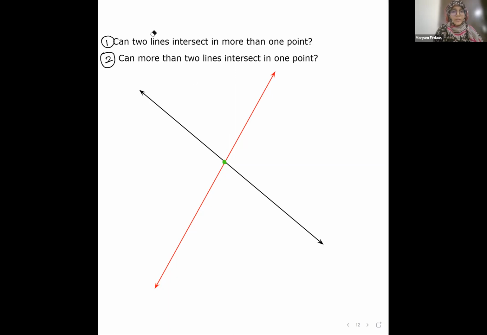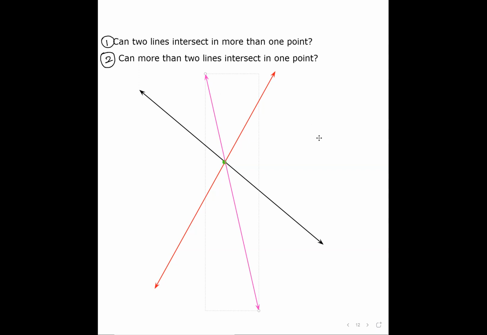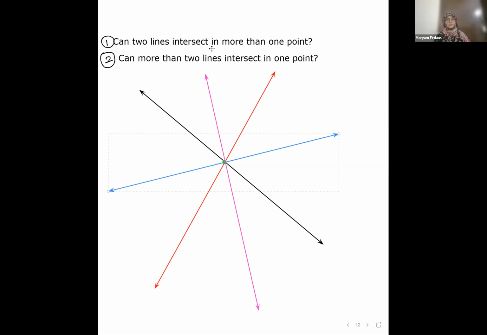So we have this one point O. I'm just not writing it for convenience's sake. Let me show you one more line that will intersect through this point. How many lines are intersecting in this point? Three. Can I add one more and make it 4? Can I add one more and make it 5?